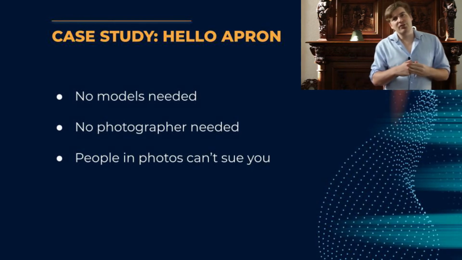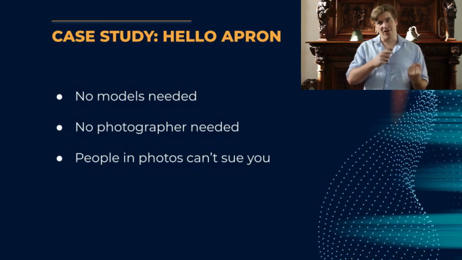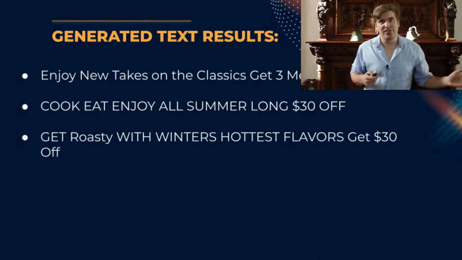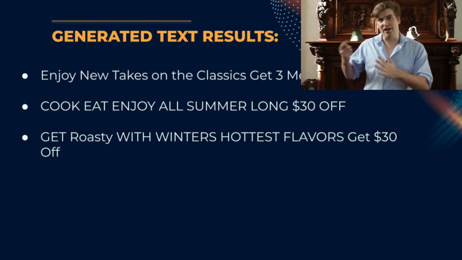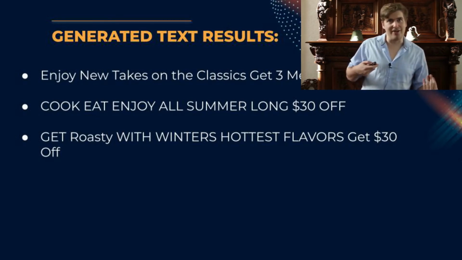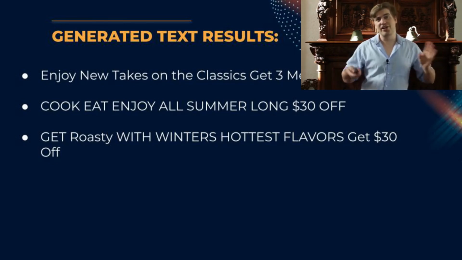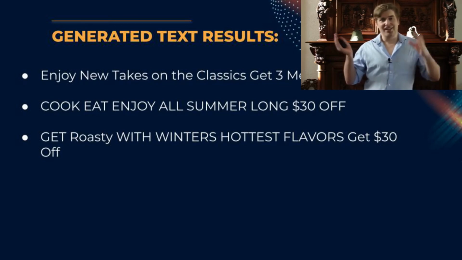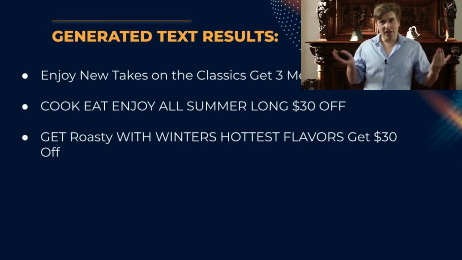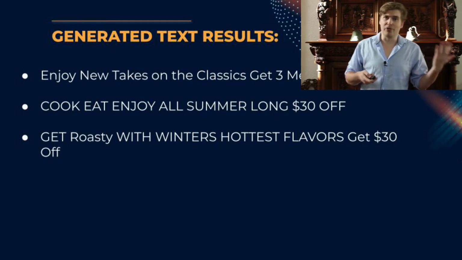Okay, so let's go back to the text results that I generated earlier on in the process. Enjoy new takes on the classics, get 3 meals free. Cook, eat, enjoy all summer long, $30 off. Get roasty with winter's hottest flavors, get $30 off. Okay, so those are the ones that I chose. Those are the ones that I liked. So now that I have my image, and now that I have my text, all I have to do is put those together in a way that would look good on Instagram or on Facebook.